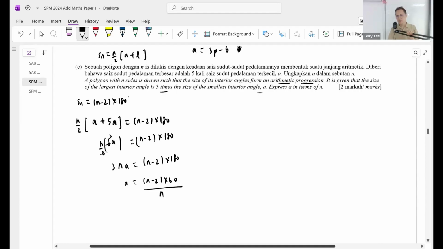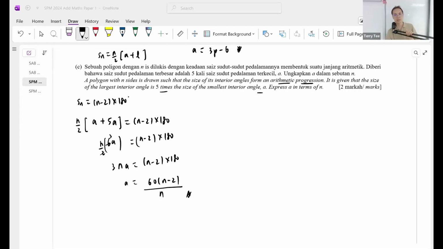Okay. Well, we can stop here. If you want it to look nicer, you put the 60 outside. Even if you expand or don't expand, it's okay. So you can leave your answer like this, or you can expand the bracket.